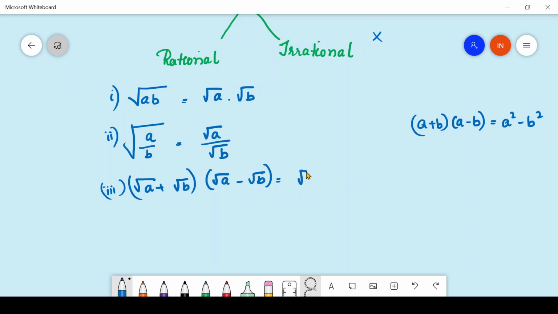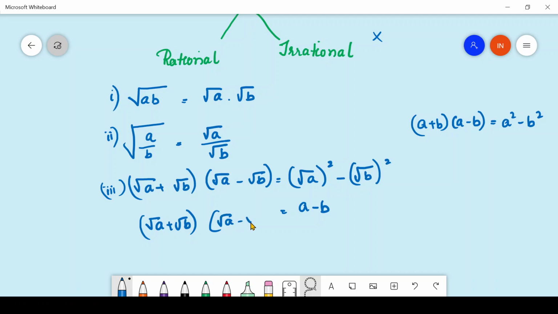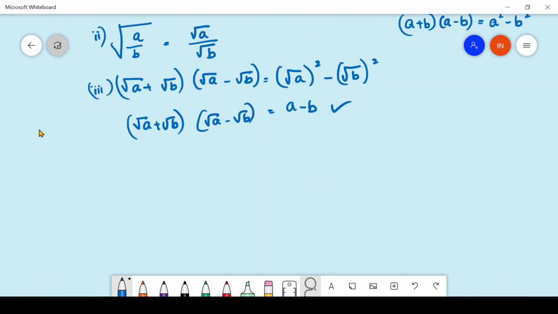So that is A square. The first term square, that is root A square, minus the second term square, that is root B square. When we square, the root will go. So what will be the answer? A minus B. So we got root A plus root B multiplied with root A minus root B equal to A minus B. All right. Now let's move on to the fourth identity.